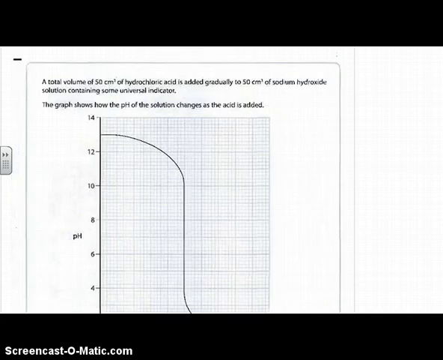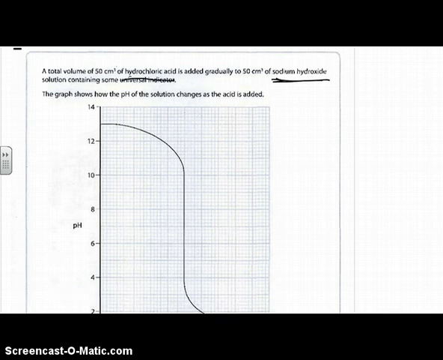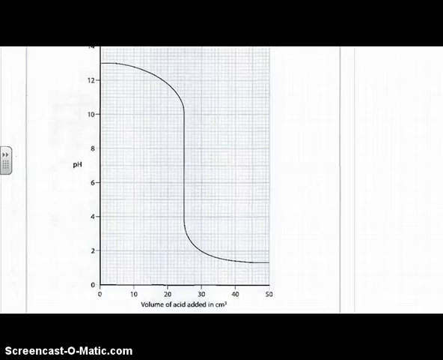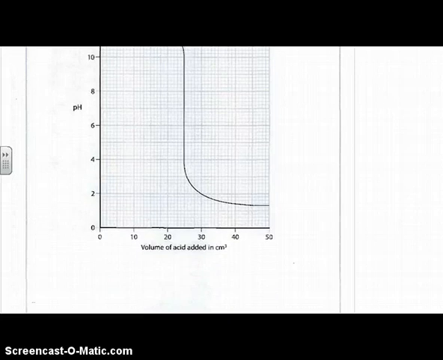A total volume 50 cubic centimeters of hydrochloric acid is added gradually to 50 cubic centimeters of sodium hydroxide. So we've got hydrochloric acid and sodium hydroxide, and so we have a neutralization reaction taking place, which is going to give us water and sodium chloride. The graph shows how the pH of the solution changes as the acid is added. So we start here and we look at how much acid is added. When you get as far as 25, neutralization occurs.